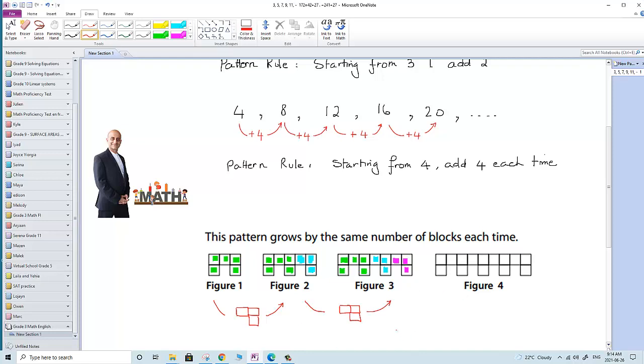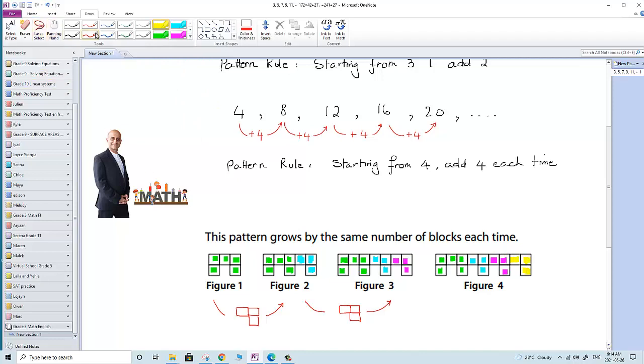Now if I compare with figure 4, let me check, is it the same as figure 3? 1, 2, 3, 4, 5 in green, and I have 3 in blue, and I have 3 in red. So this is exactly the same as figure 3. But figure 4 has extra, and I'm going to use the yellow.